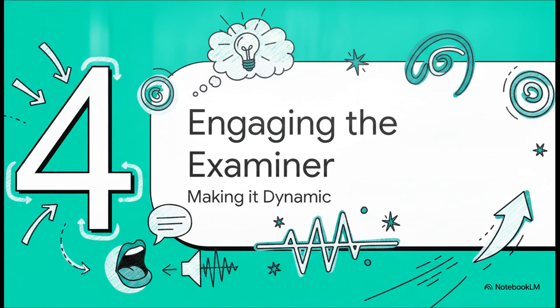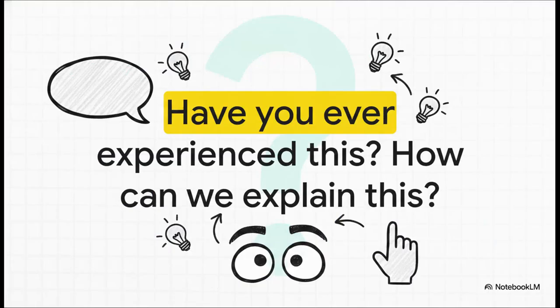Now for Part 4, engaging the examiner. Let's make this dynamic. Look, a C1 presentation shouldn't feel like you're just reading an essay out loud. You've got to break that invisible wall. Throw in a rhetorical question. Ask the examiner directly, "Have you ever experienced this?" Or "How can we explain this?" You don't actually wait for them to answer, of course. You just go ahead and answer it yourself. But it acts like a magnet, pulling their attention right back to your argument.